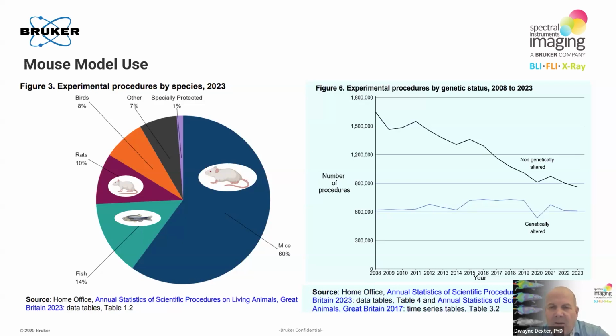Again, if you look on the graph on the left, you can see that there's been a pretty dramatic shift in the number of procedures, again a surrogate for the number of animals used, over the last 15 years or so. But one interesting caveat here is you can see the use of genetically altered animals remains consistent over this time. So although the number of animals being used is reduced, you can see that the ratio of genetically altered to non-genetically altered is increasing. And this will be important later in the talk.